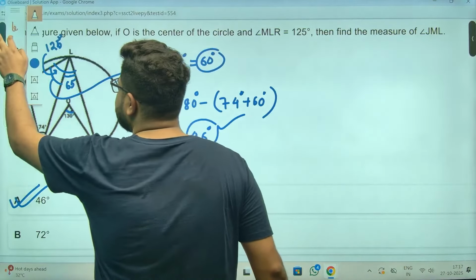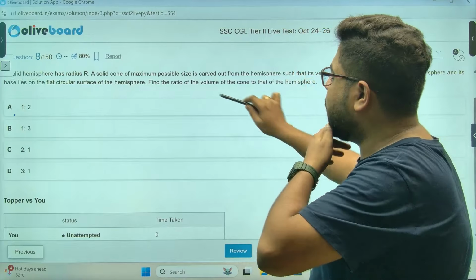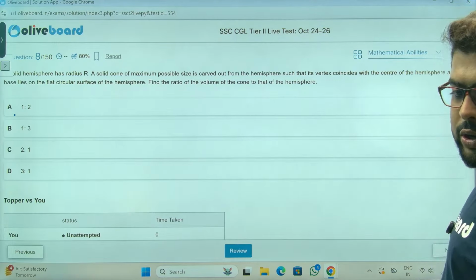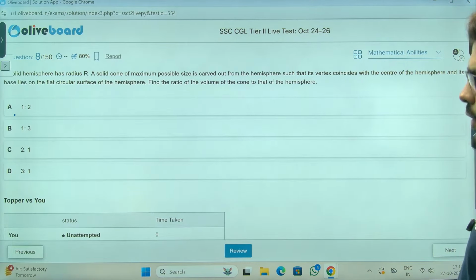Achha, I can't zoom this. Sir, a solid hemisphere has radius r. A solid cone of maximum possible size is carved out of the hemisphere such that its vertex coincides with the center of the hemisphere. Okay. And its base lies on the flat circular surface of the hemisphere. Okay, sir. So ultimately, this looks something like this.